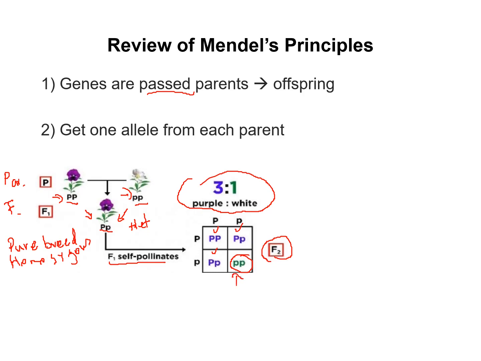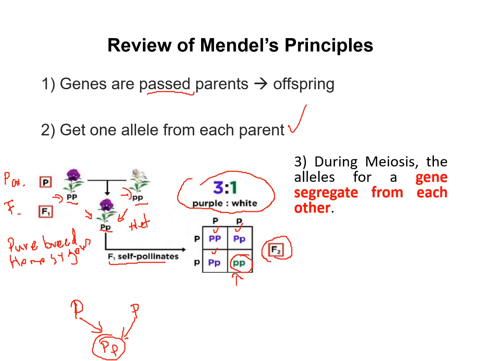The second thing is that you get one allele from each parent. For example, here from the purple flower, you get one capital P, and from the white flower, you get a lowercase p. And in the next generation, you get it again. So this is how you get a heterozygous here, and each allele comes from one of the parents. This is something that you must already know.